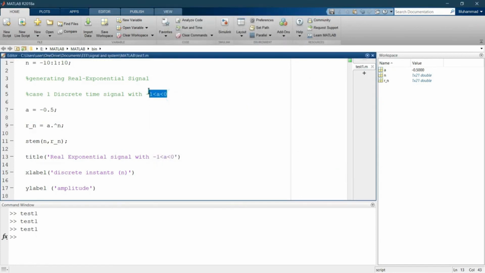Now let's look at the fourth and final type, where a is less than -1. I will choose the value of a as -1.5. I will also change my title over here.